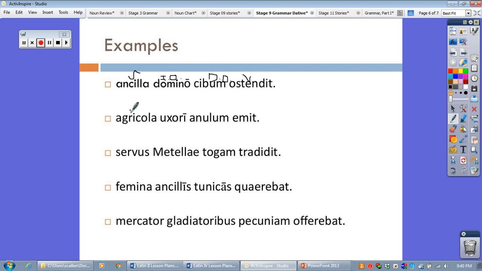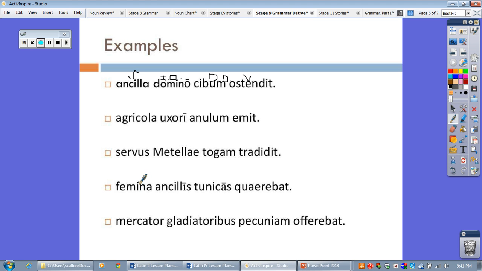Look at the next one. Agricola uxori annulum emet. Once again, subject, indirect object, direct object, verb. The farmer bought his wife a ring. Or you could say the farmer bought a ring for his wife. Uxor, third declension noun. How do I know that that's not a second declension nominative plural? Well, I already have a subject, Agricola, and Agricola is singular. How about this next one? Servus metellae togam tradidit. The slave handed over a toga to Metella.